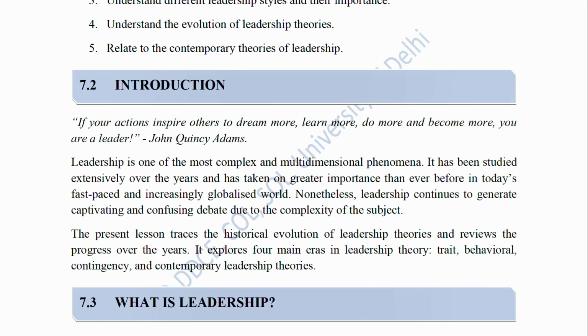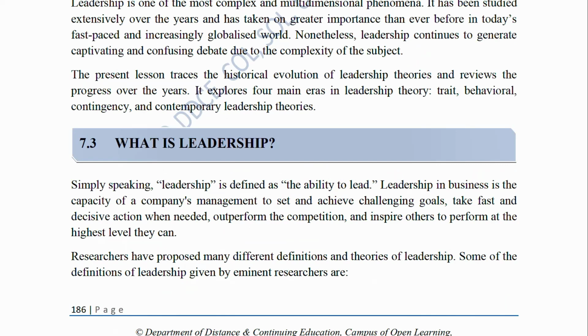The present lesson traces the historical evolution of leadership theories and reviews the progress over the years. It explores 4 main eras in leadership theories, namely trait, behavioral, contingency, and contemporary leadership theories. 7.3. What is leadership? Simply speaking, leadership is defined as the ability to lead. Leadership in business is the capacity of a company's management to set and achieve challenging goals, take fast and decisive actions when needed, outperform the competition, and inspire others to perform at the highest level they can.